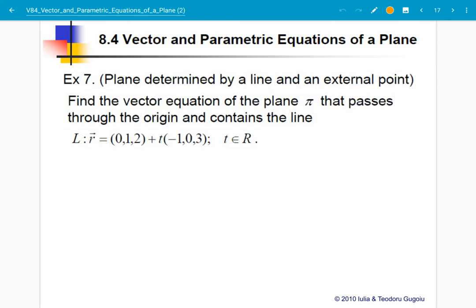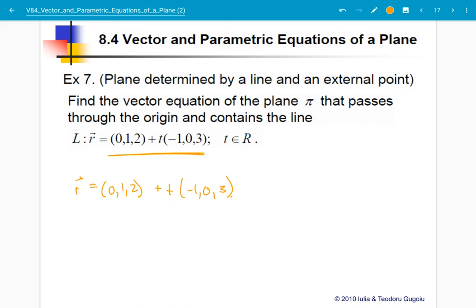Example 7, plane determined by a line and an external point. So this line is in there. We need another direction vector. That's what we're missing. So, it's going to go to the origin. Just to make it simple, here's R naught, and we'll keep that first direction vector. We know the direction vector is in the plane.